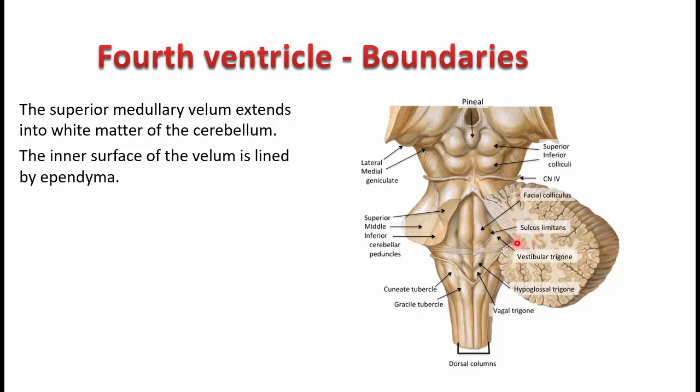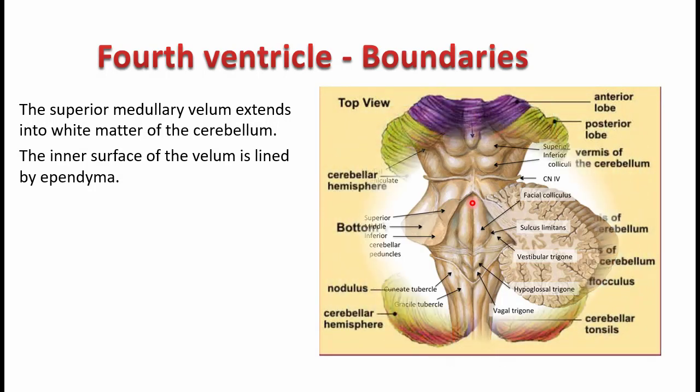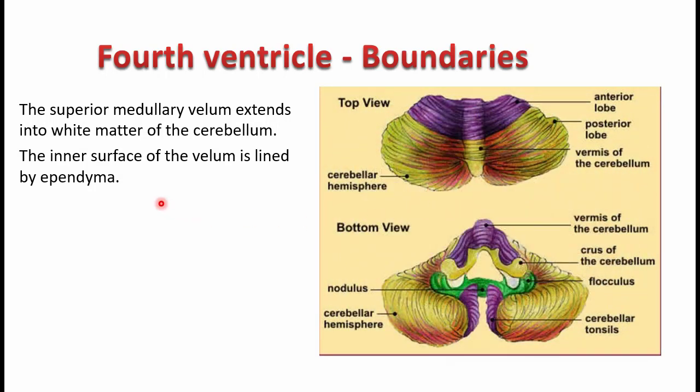To see, this is all the deep nuclei of the cerebellum, mainly your dentate nucleus, the largest nucleus. Along with the superior cerebellar peduncle, the medullary velum also extends into the core of the white matter, and the inner part of this velum will be lined by ependyma, because the interior of any ventricle will be lined by the ependymal cells. They are a type of neuroglial cells.